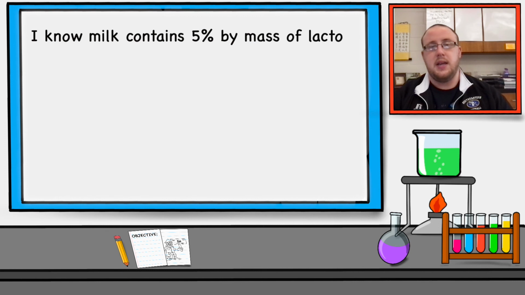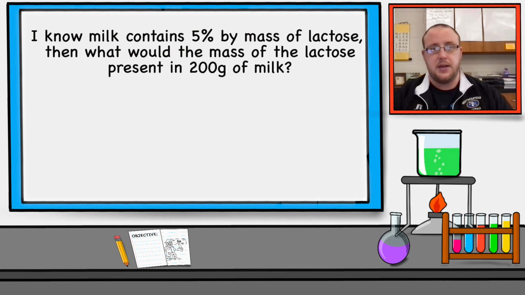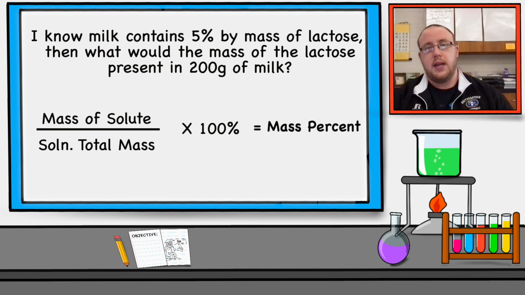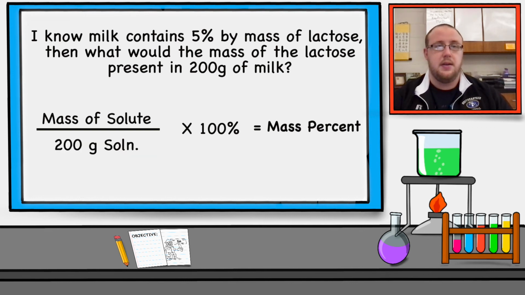If we know that milk contains 5% by mass of lactose, and we need to calculate the mass of lactose within 200 grams of milk, we would do the following. First, we would look at our mass percent formula. We can fill out the formula with our knowns so that we have our total mass of the solution as 200 grams and our mass percent as 5%. Now we need to rearrange the formula to isolate our unknown. Our unknown is our grams of solute, so we need to isolate that by itself in this formula.